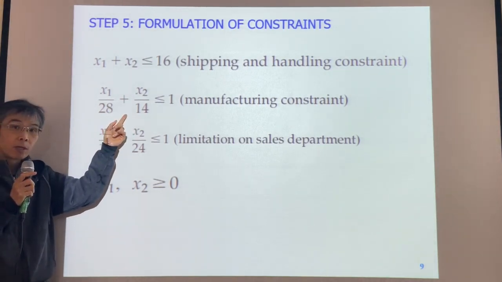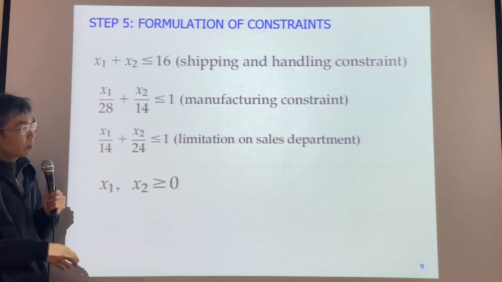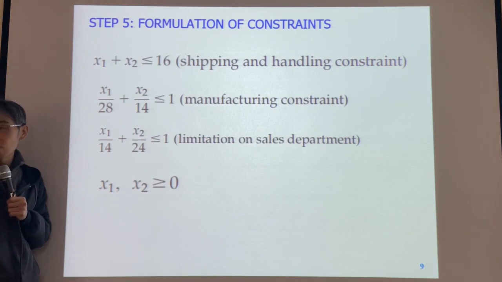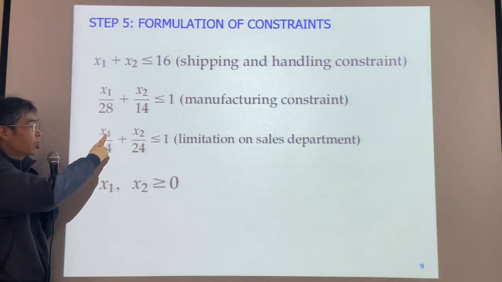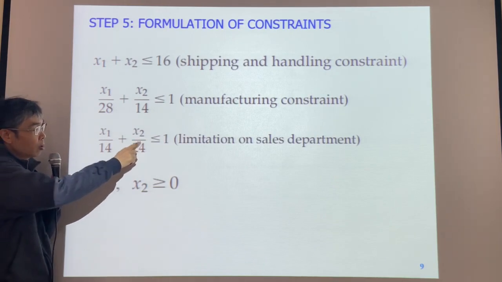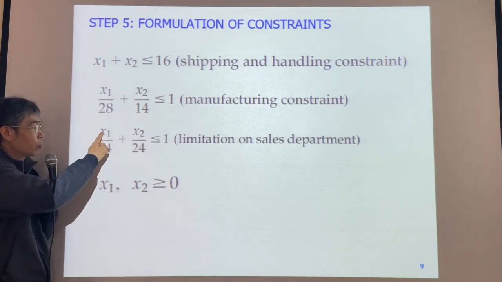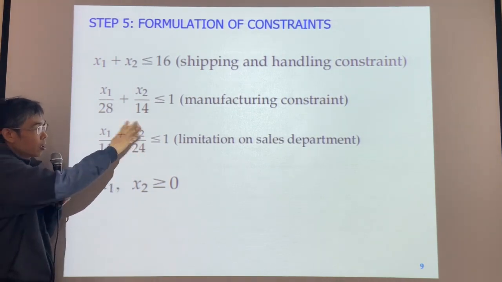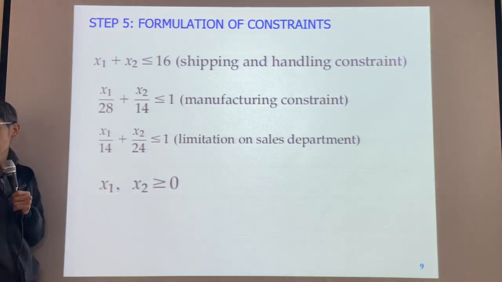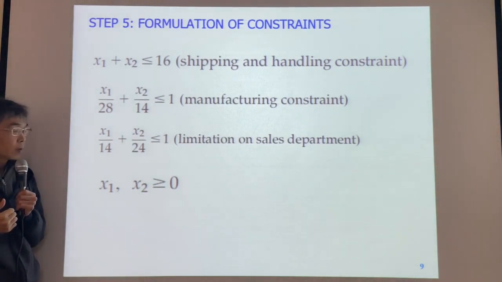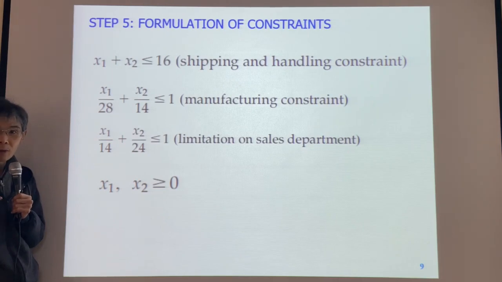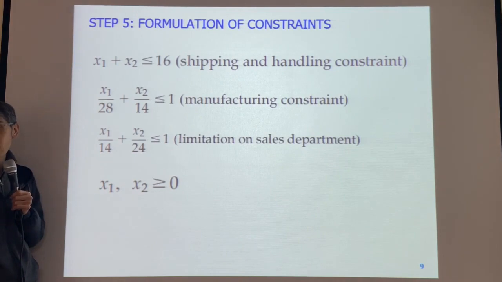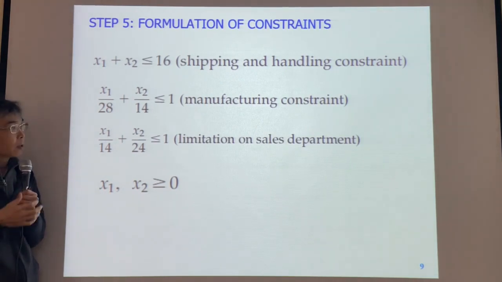Again, do you understand this one? Okay, then the sales. The sales go around to sell the machines. But each day, either they can sell 14 A, or sell 24 B, or 20. So this amount should be less than 1. This is another constraint. But finally, x1 and x2 cannot be negative. They should be positive or 0. Okay, we have the constraints.